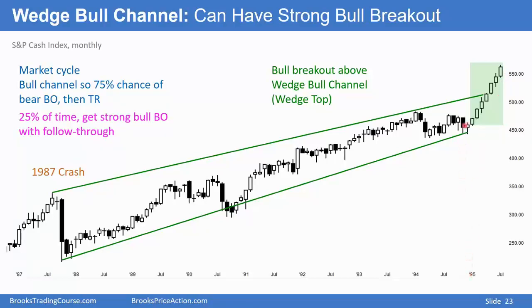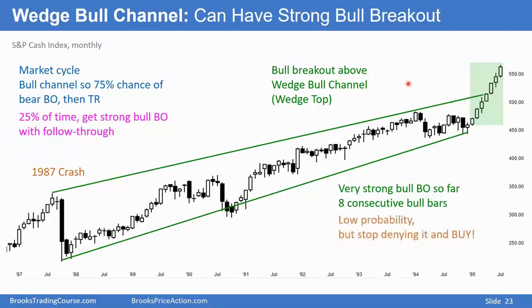This is 1995, after the Republicans took over the House of Representatives in 1994. 8 consecutive bull bars closing on or near their highs. Very strong bull breakout. Chances are we're going to get some kind of a measured move up. It's a low probability event. It should not have happened. Chances are we were going to get a bear breakout below the channel. Instead, we're getting a bull breakout. And not only a bull breakout, an exceptionally strong bull breakout. You cannot deny it. You have to look at that and say, that should not be happening. When something happens that should not be happening, there's going to be strong follow through.